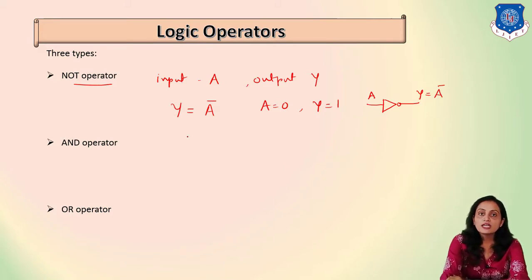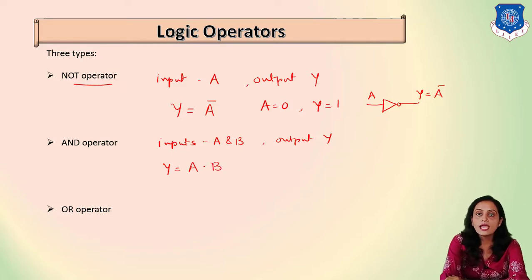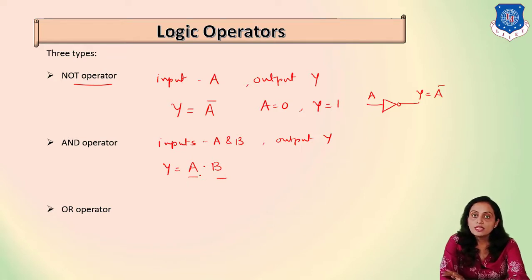One more operator we are having, that is the AND operator. And for AND operator, let us consider two inputs, that is A and B, and here we consider output, that is Y. Then Y is given by A dot B. This is the AND operator. And AND operator says that if both the inputs are 1, then only output will be 1. So this is kind of product.